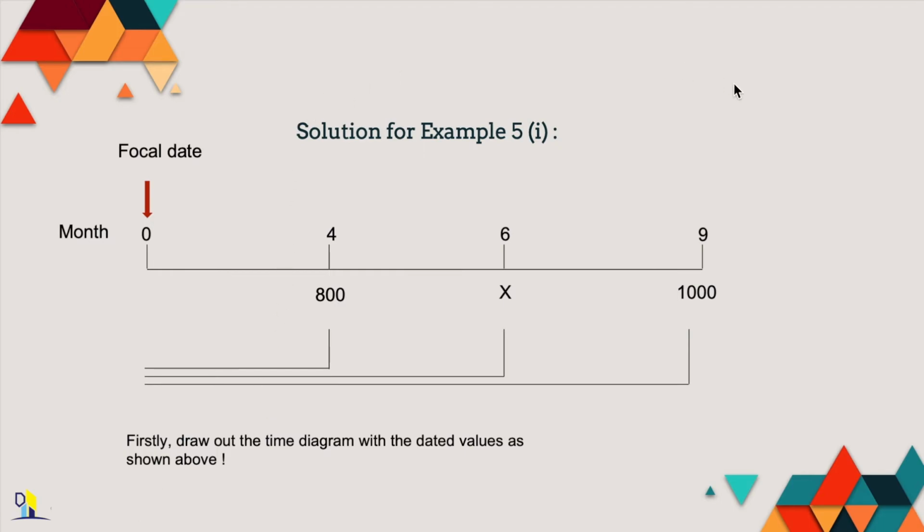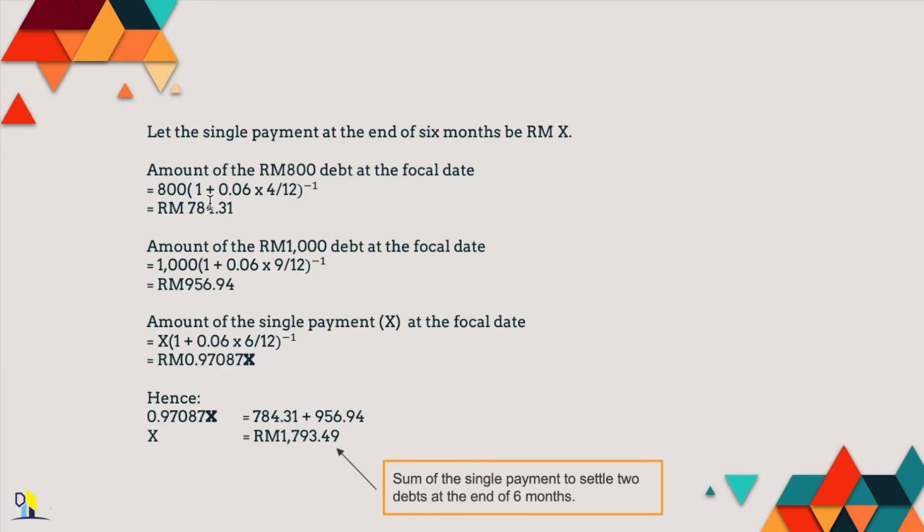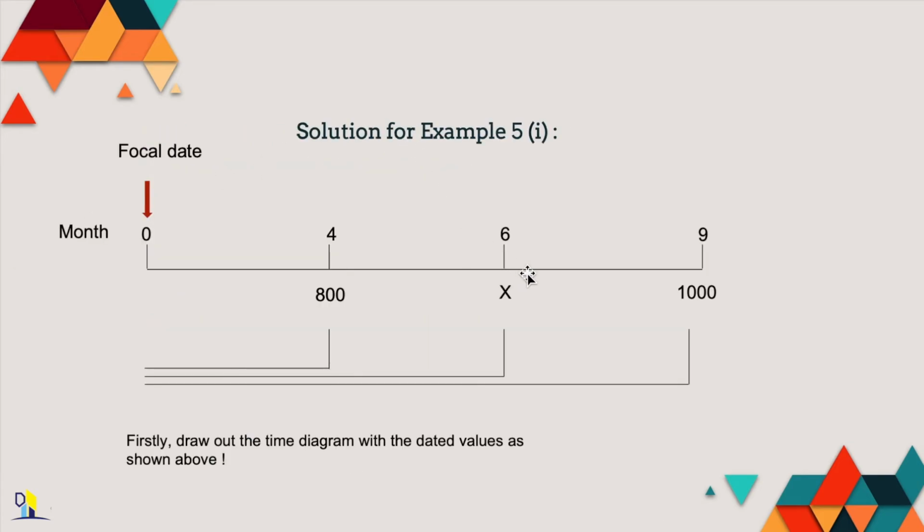So now once we have drawn the time diagram, let's look at the equations of value here. So let the single payment at the end of 6 months be RM X, which is what we have done here. At the end of 6 months, we don't know, which is what we want to find out. What is that amount of money we are going to pay to settle first debt and to settle second debt over here?